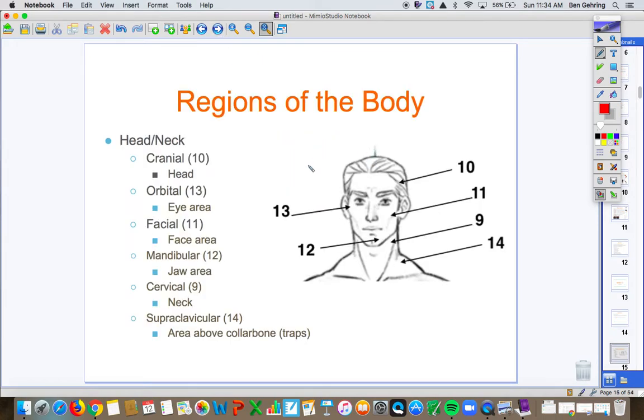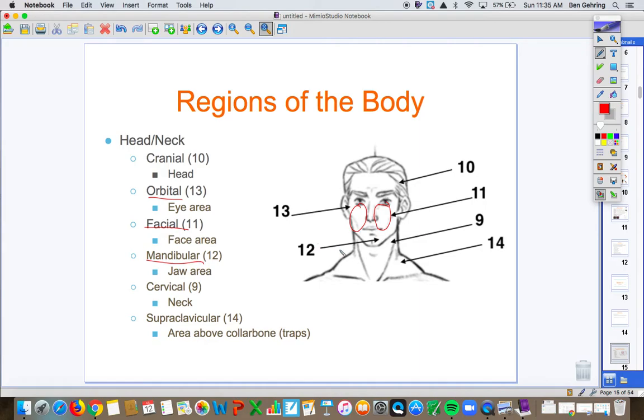So, if we start in your head and neck area, the first region of the body is the cranial region. This is your head as a whole. Within that, you have your orbital region. Orbit refers to your eye, so this area here is considered the orbital region of the body. The facial region is between your eye and your mouth. So between the eye and your upper lip is your facial region here on either side.